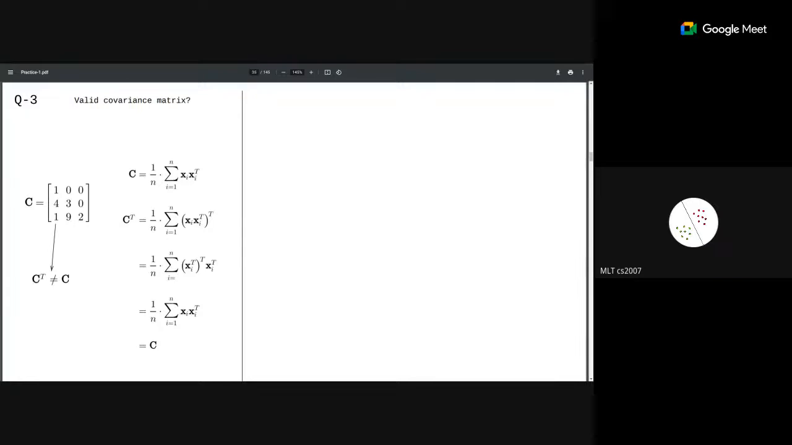Okay, so for this example, this matrix is not symmetric, therefore it cannot be a covariance matrix. Okay, so that is one part. Now let's look at another case. Is this a valid covariance matrix?